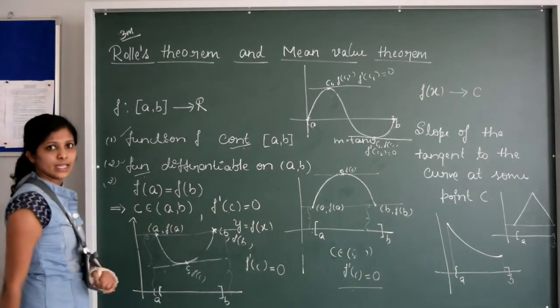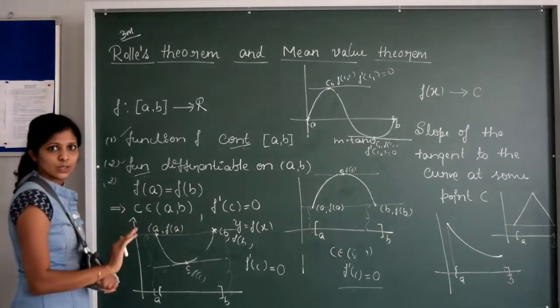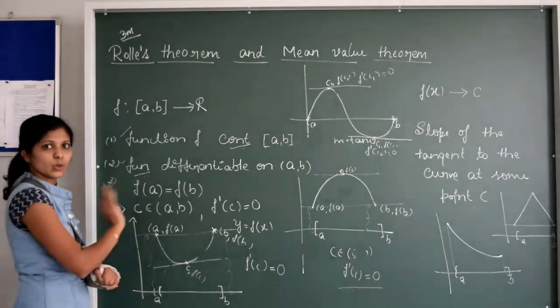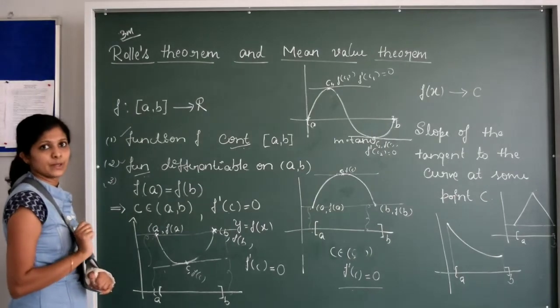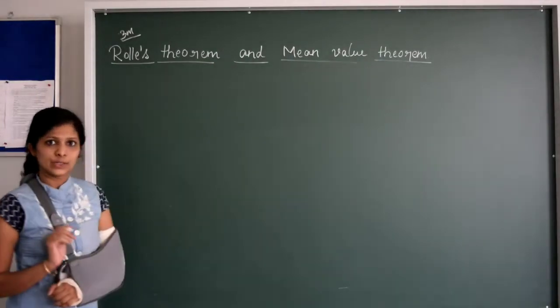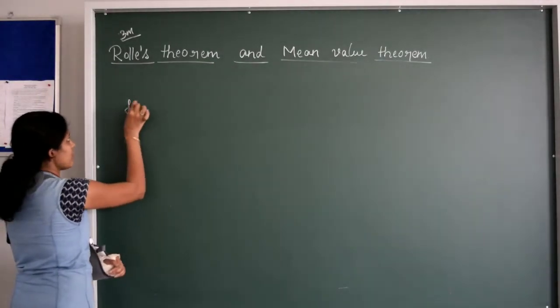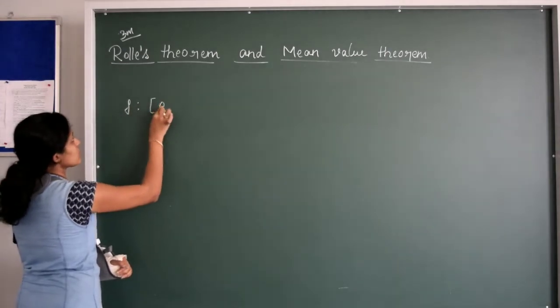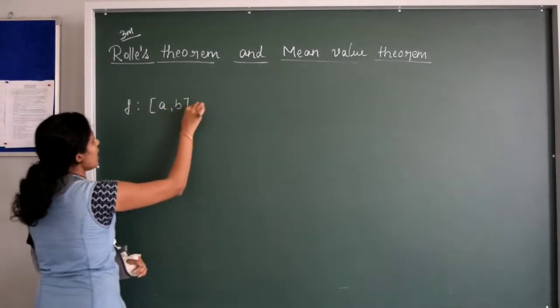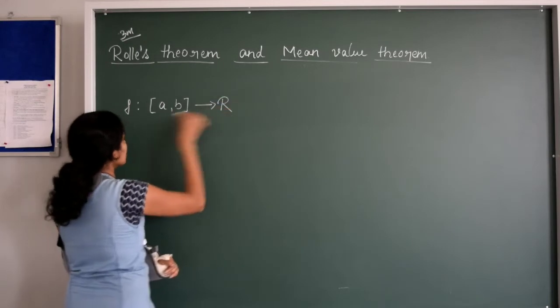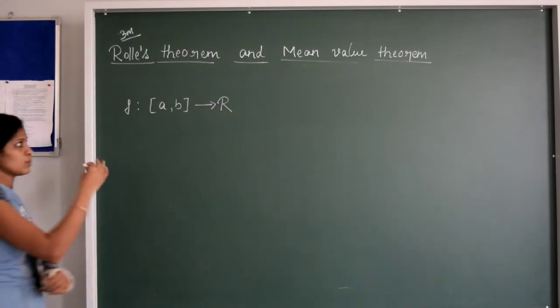Now we'll see the mean value theorem. Actually, this theory part is not important. Solving the problems is very important. Now we'll see the second one, the mean value theorem. Here also f is defined from the closed interval a comma b to R. Similar to Rolle's theorem, the function is defined from the closed interval a comma b to R.